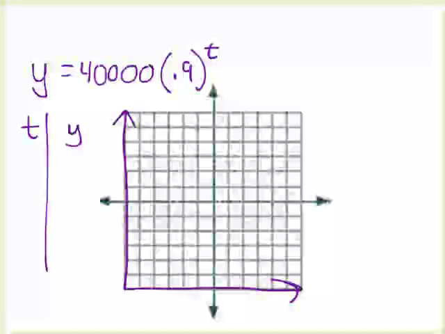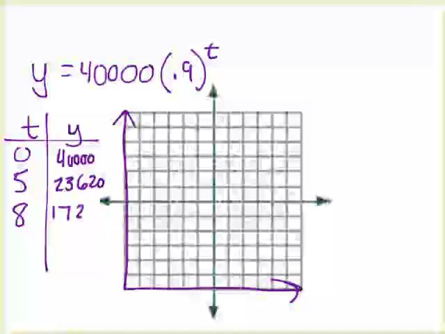So we'll start with some values. We know 0, 40,000. And we know 5 was 23,620. So we're asked about 17,2. So what do you want to plug in? 8. 17,219. Good guess. All right. If we don't hit it right on, then we just kind of keep on using some guess and check to get ourselves close to that value. So it looks like 8 years is going to be the answer.